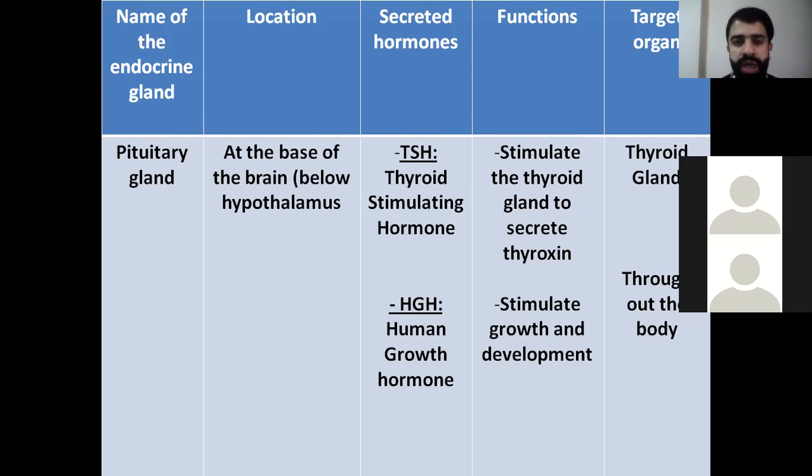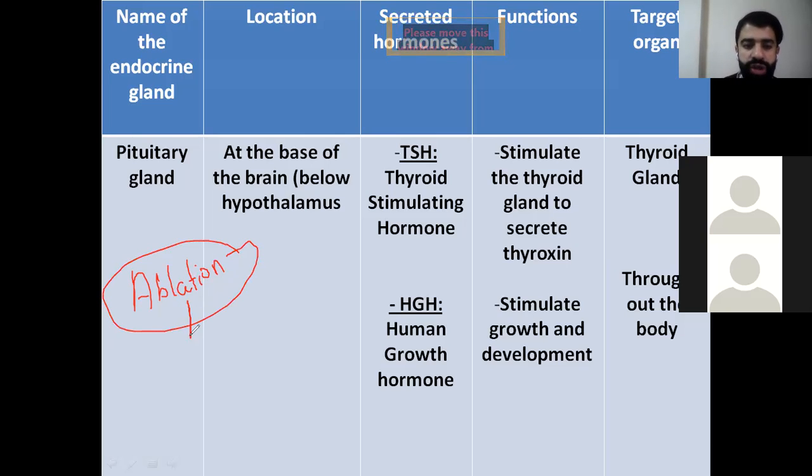I will give you the chance to unmute yourself. If you want to answer, you can raise your hand and you can answer the question. If we did ablation, what is the meaning of ablation? Ablation means removal. And we did ablation of the pituitary gland, so we remove the pituitary gland. We get out the pituitary gland. So this is ablation. Ablation means the removal of.